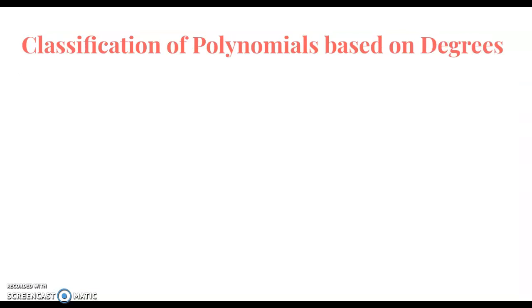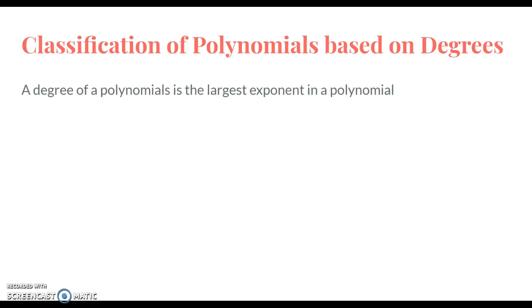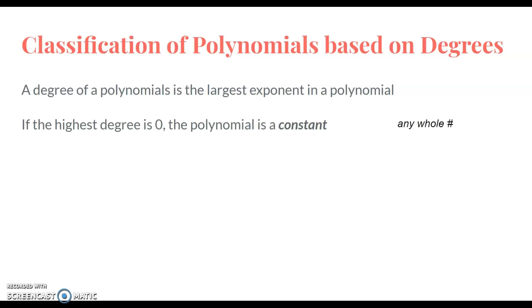All right. The other part of how we classify is through degrees. Degrees are simply the largest exponent in a polynomial. If the highest degree is 0, we classify that polynomial as a constant, for example, any whole number. If that highest degree is a 1, we classify it as a linear.